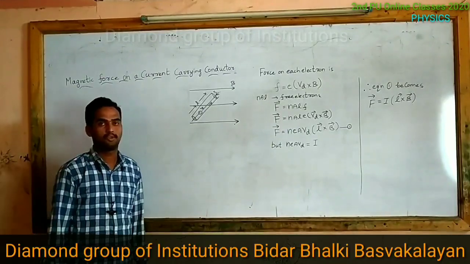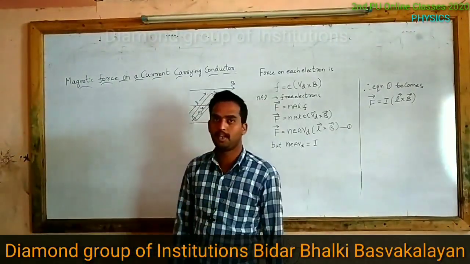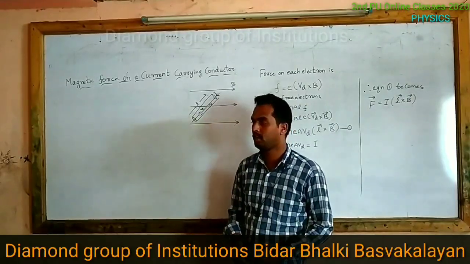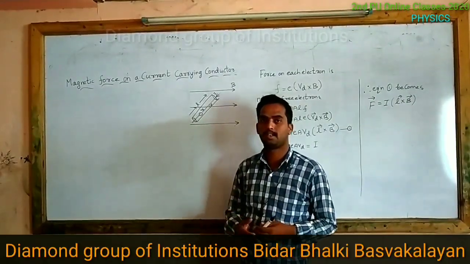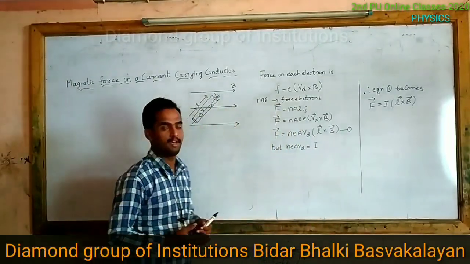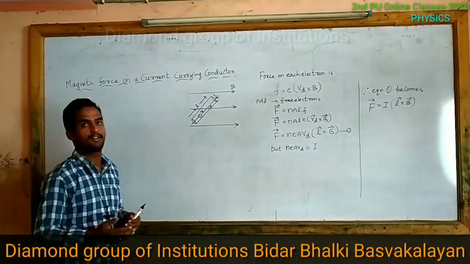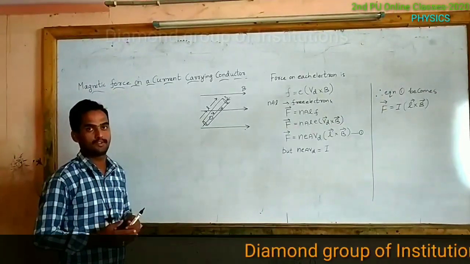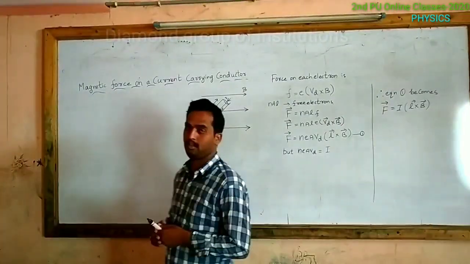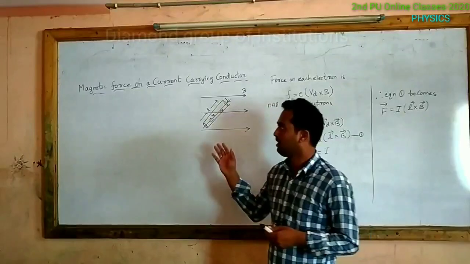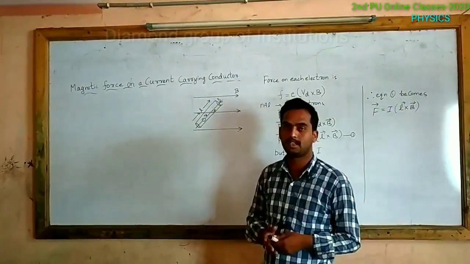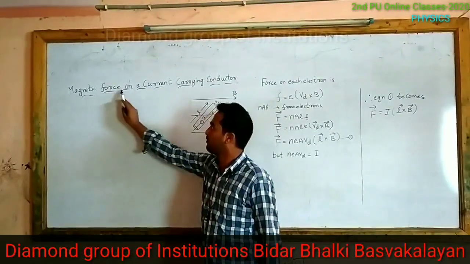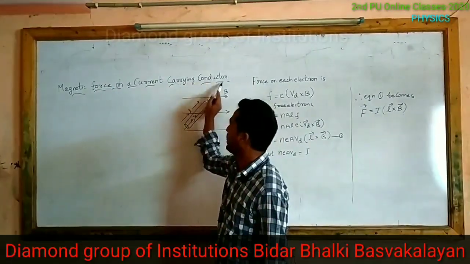Yesterday we started the new chapter called Moving Charges and Magnetism, also called Magnetic Effect of Electric Current. Yesterday we discussed what a magnetic field is, how a magnet affects the flow of current, and the expression for the force acting on a moving charge. Today we are going to discuss the expression for the magnetic force on a current carrying conductor.